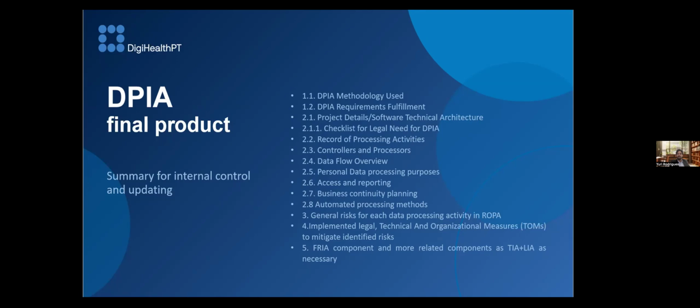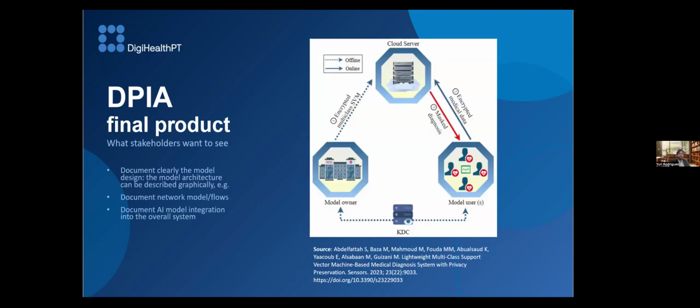Stakeholders want to see, probably, the evidence of those topics. A final product, for example, could present the architecture of data flow. This is too simple, but it is in order to illustrate what should be addressed here.